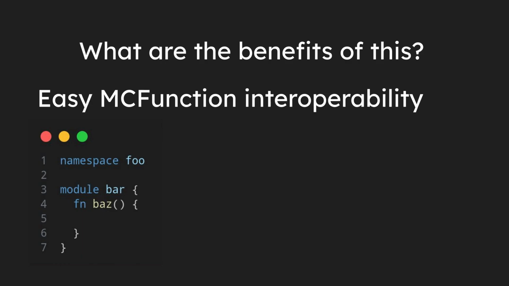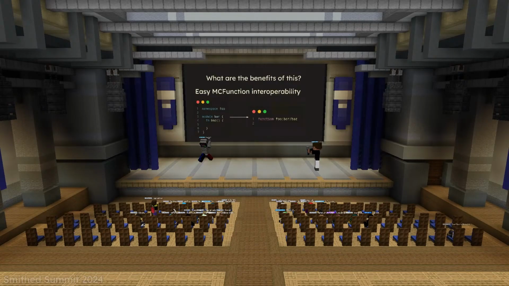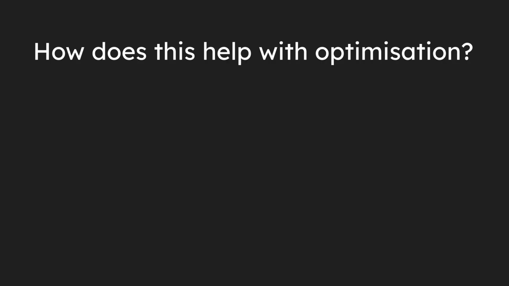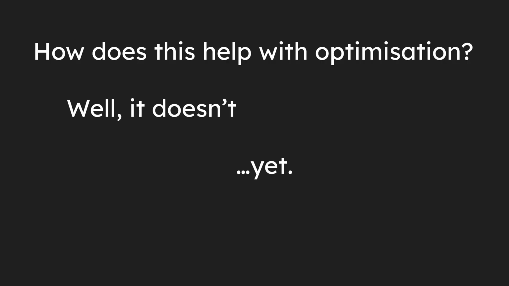Well, if we have something like this, where we've got this function defined in some library and we want to call it from MC function, how do we do that? Well, it's easy. We just read from the code where it's going to end up and compile that in the function. It's completely transparent where this is going to end up, and so it's really easy to interoperate between Zoglin and MC function, and this would work the other way as well. And how does this help with optimization? Well, it doesn't. Yet.